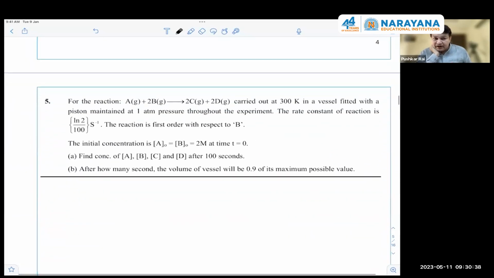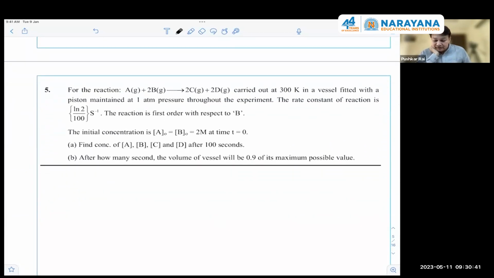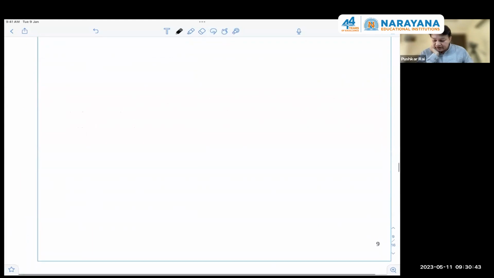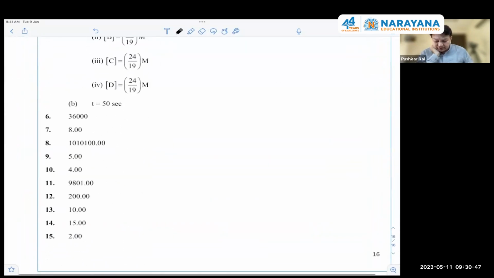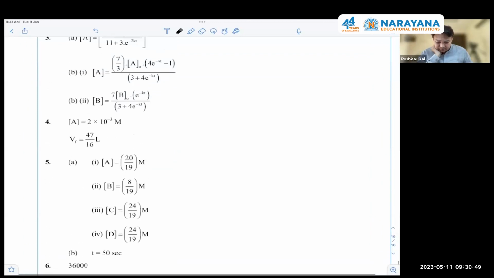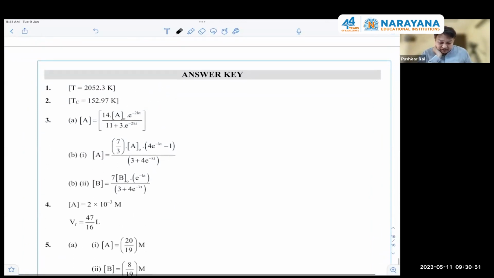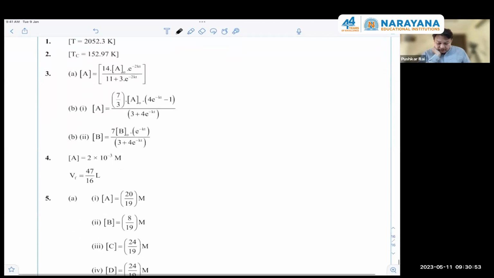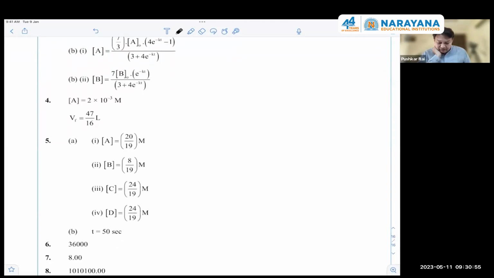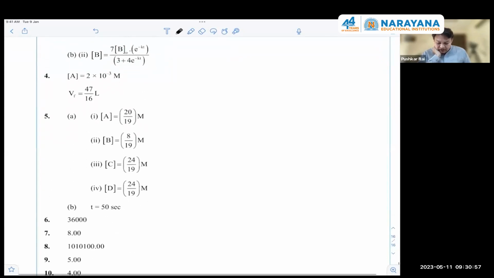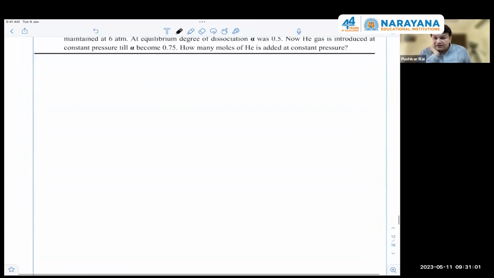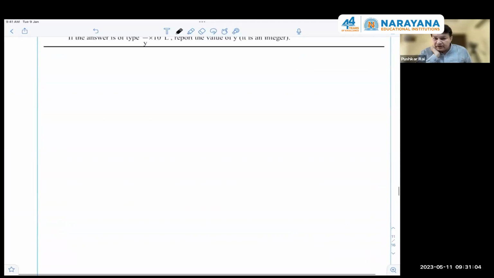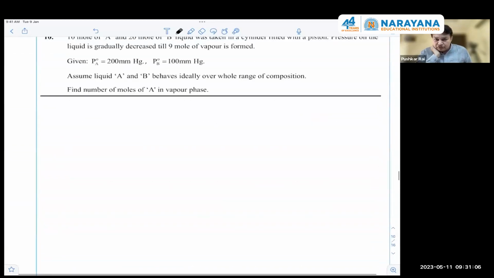And I believe that the answers will be very simple. I've also given an answer key. So when you try it, you'll get the answer in 3 to 5 minutes. You see this? The answers seem scary, but they are very simple. The 4th answer is very simple, 47 by 16. The 5th answer is also simple, 50 seconds. So the questions have been set in such a manner that the calculation part is not very important, but they're interesting questions.